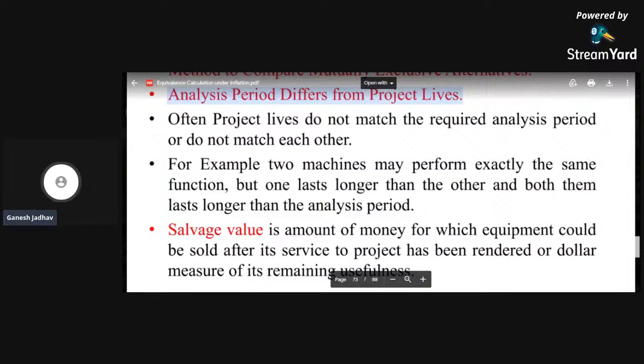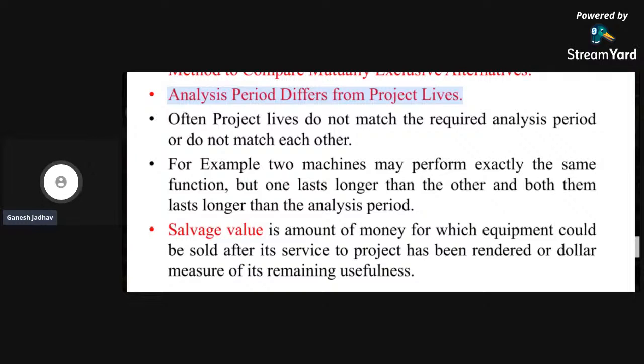So they can say that one is longer than the other. One machine's work or functionality lasts longer than the other. And the other case is the analysis period, so we can say that both of them last longer than the analysis period also.